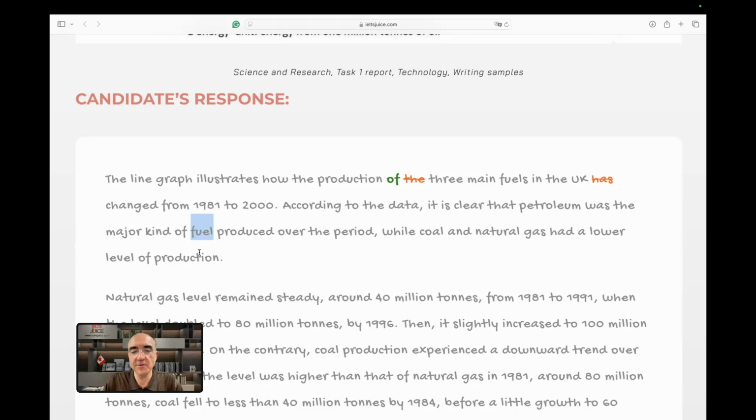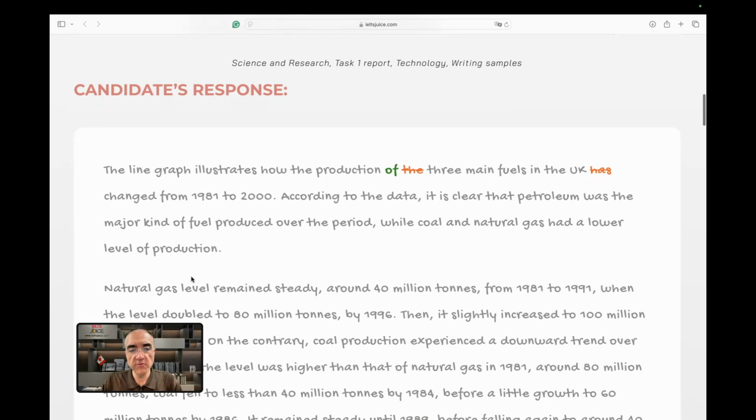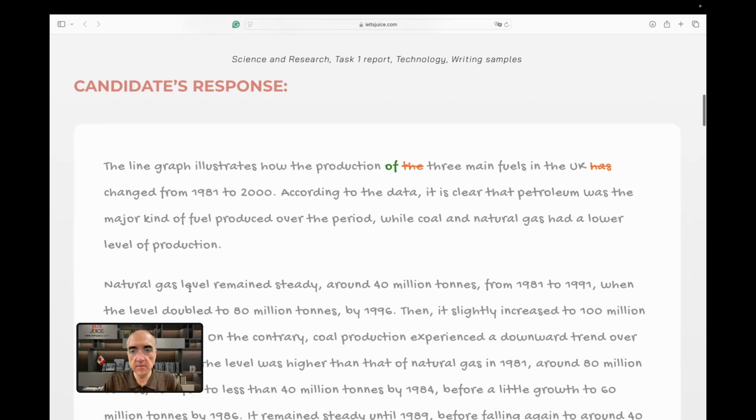There you go. I was able to finally highlight it. Produced over the period, while coal and natural gas had a lower level of production. Very good. Let's pause one thing before I continue. So it is clear petroleum was the major kind of fuel source produced. Okay, well, coal and natural gas had a lower level.